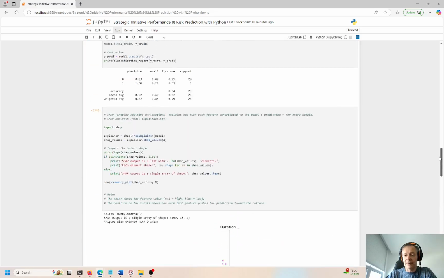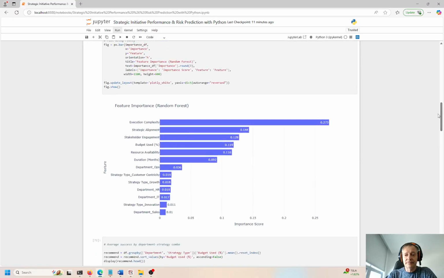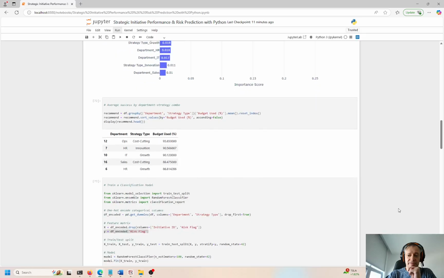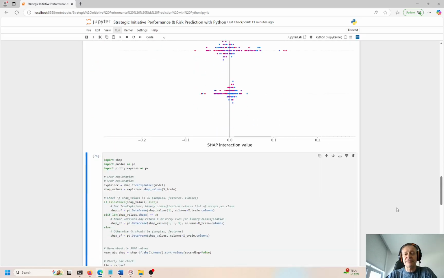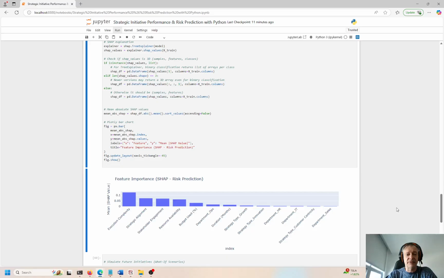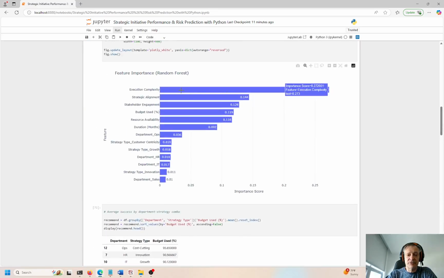So if I go up here, execution complexity, they actually said 27%, strategic alignment, 14%, and stakeholder engagement, 12%. So you see the top three variables, but it's dispersed a little bit differently because it's a different type of analysis, a different methodology, but you can see the outcome is the same. Execution complexity, strategic alignment, and stakeholder engagement are all the same.